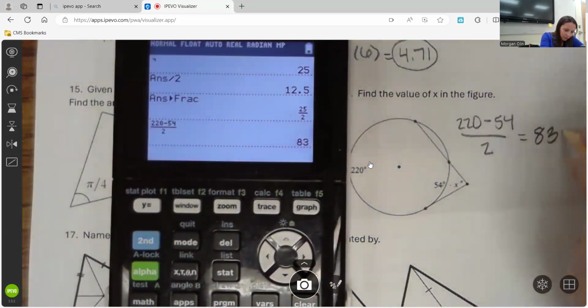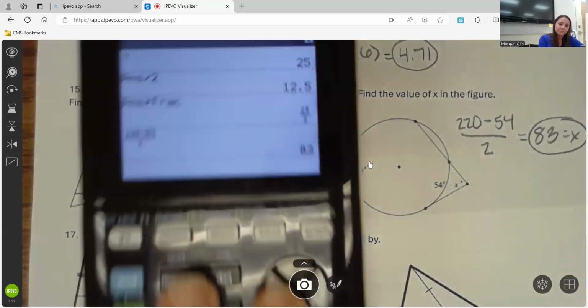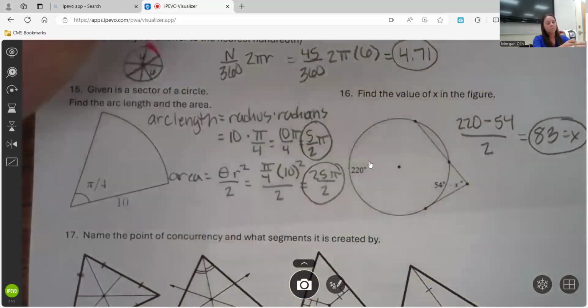I get 83. So this is the value of x. All right. And I encourage you to go over these again and actually do some of these problems by yourself and see if you can get the correct answer. All right, now moving right along.